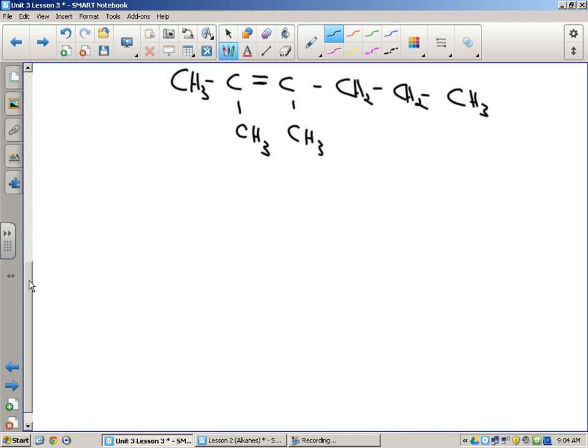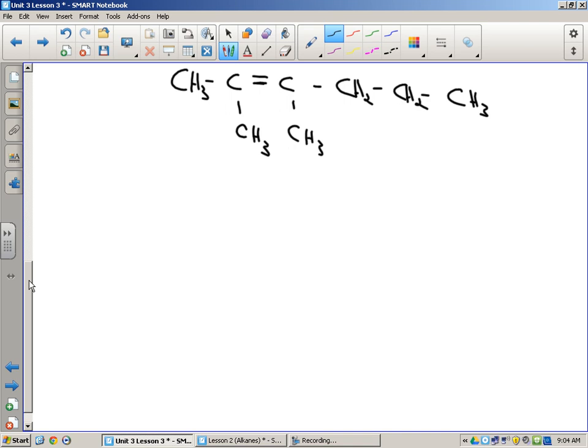Now, you'll notice that this one doesn't have a number that goes with it. And you might say, well, why is there no number? Do I have to use a number? What do I assume here? Well, the thing is this. You have to use a number to identify where that double bond is. You have to. There's only one exception, and the only time you get an exception is when it doesn't really matter.